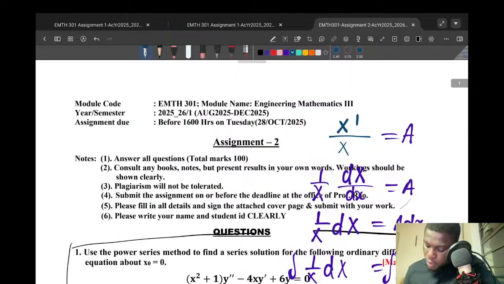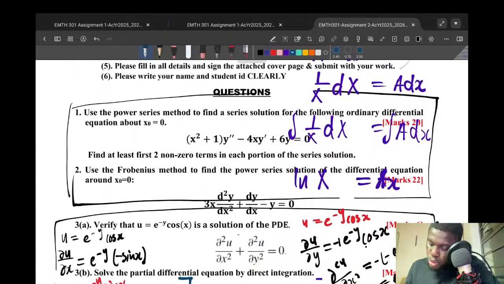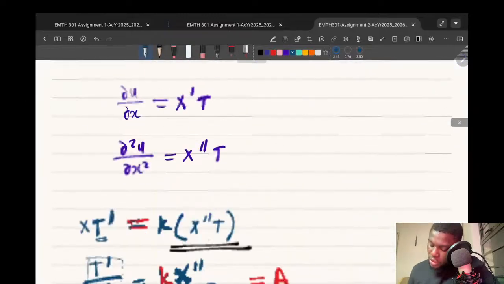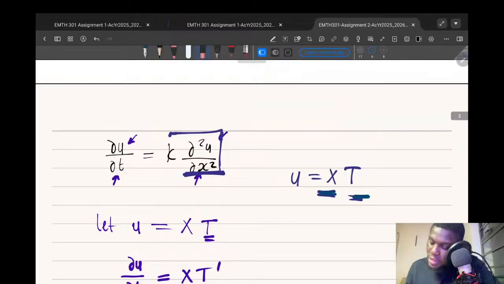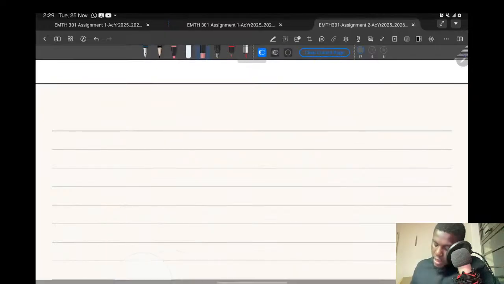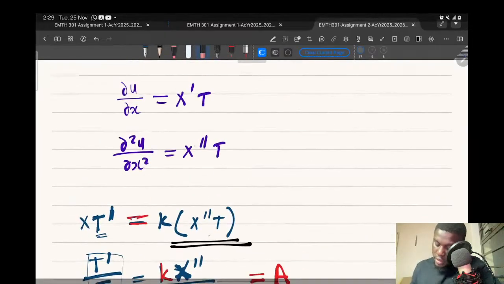Which questions? I want to do the power series method in Frobenius. So anyway, let's quickly put that because that's what I feel you need to know. Let me erase first, and let's see how it goes.